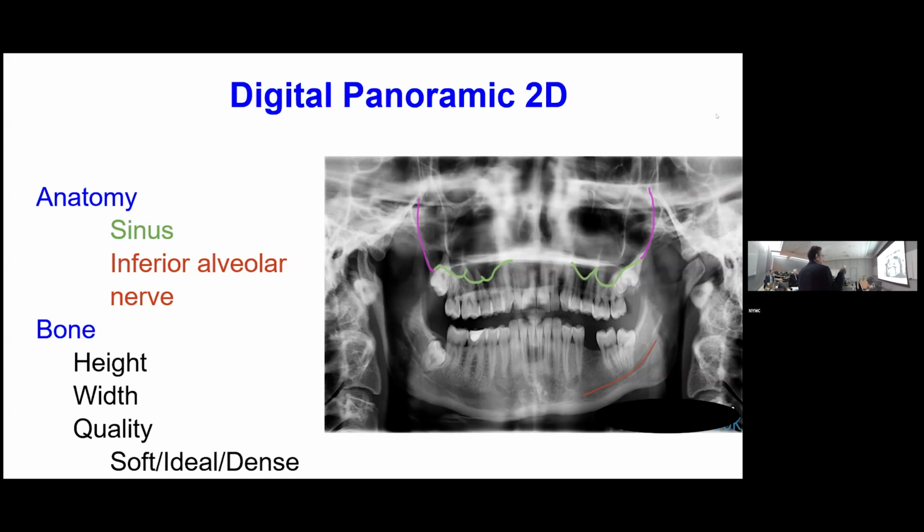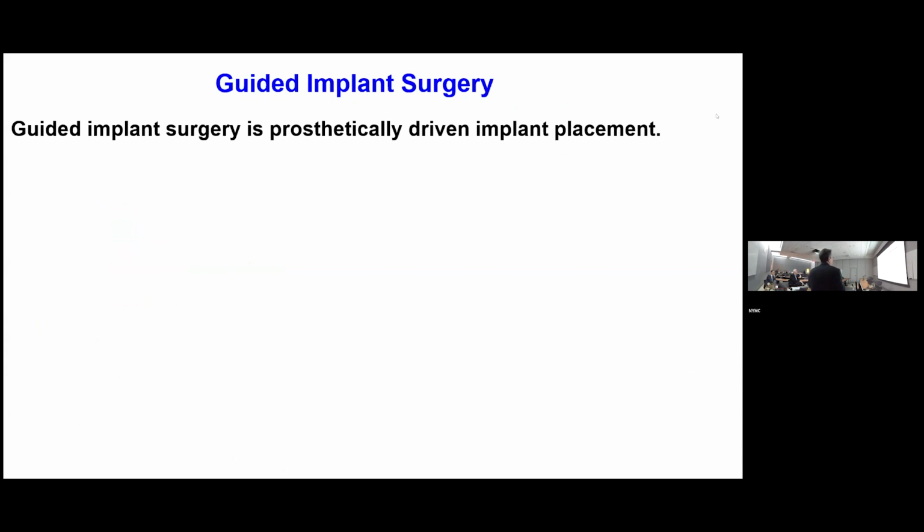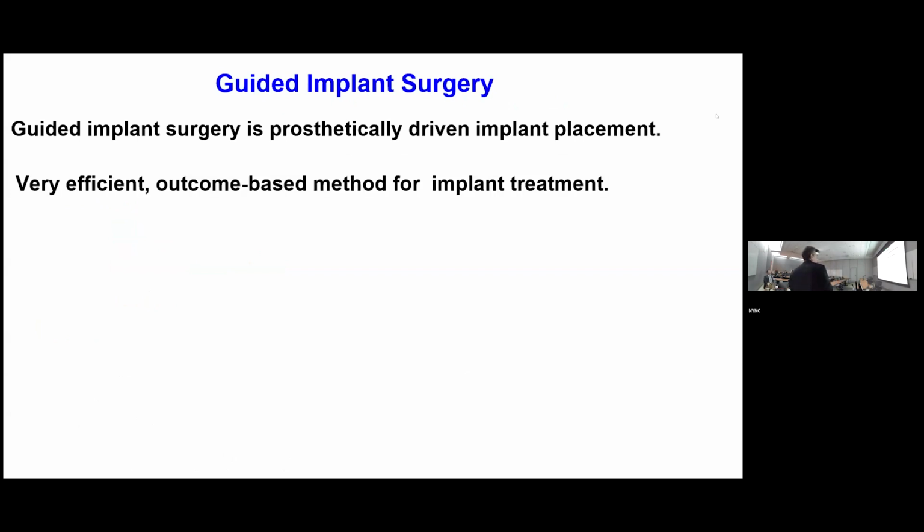So we can kind of see that. We can see, relatively speaking, if we have a lot of bone or a little bone, but we can't see exactly how much. We can kind of go with height. We cannot see width on this at all, and we cannot see quality of bone at all on this X-ray. So what guided implant surgery has brought us is that it's now prosthetically driven. Instead of putting the implant in and figuring out where the crown goes, we first figure out where the crown should be, and then the crown will tell me where I place the implant.